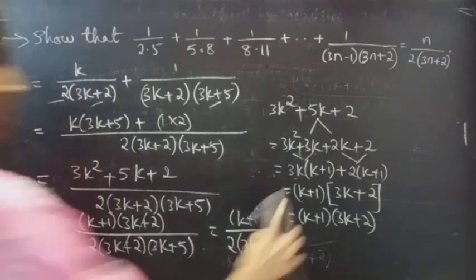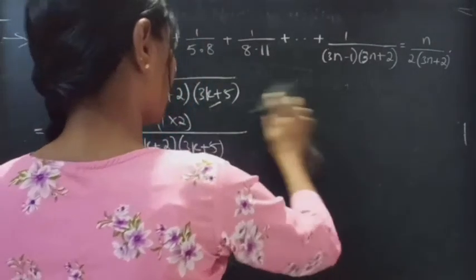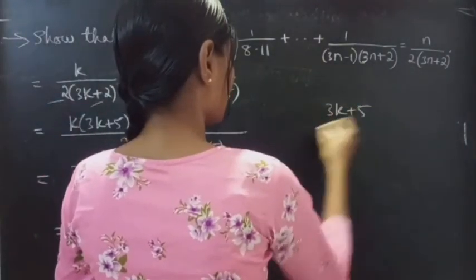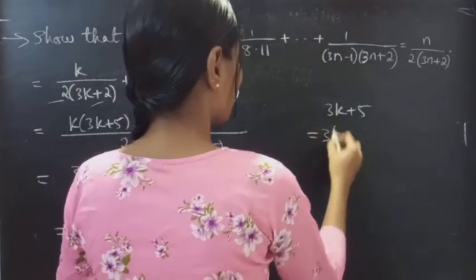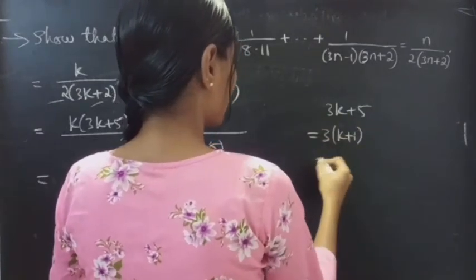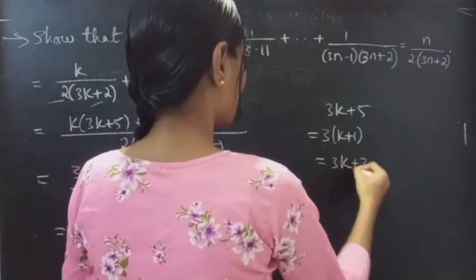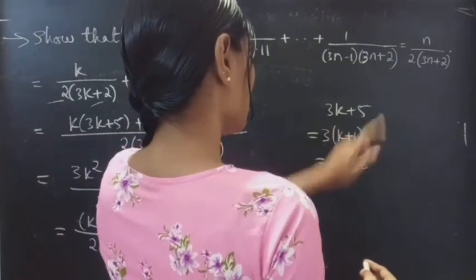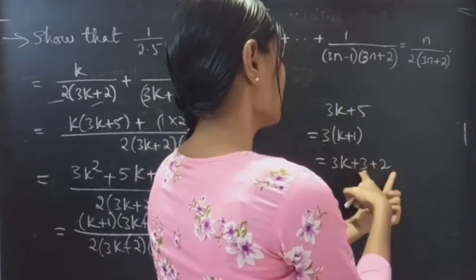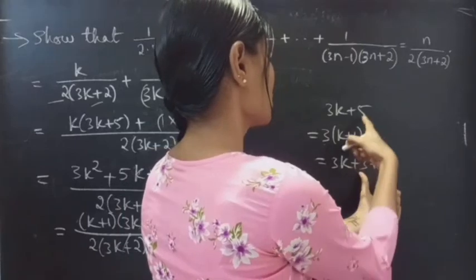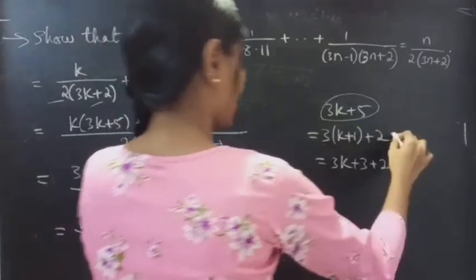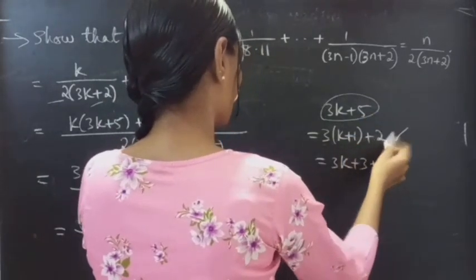Since we need to write this in terms of k plus 1, consider 3k plus 5. Now we have to write this in terms of k plus 1. So take 3 times k plus 1, which equals 3k plus 3. Here you are having 5. To get 5, we need to add 2 to this 3, so that we get 3 plus 2, which equals 5. Now we can replace 3k plus 5 by 3 times k plus 1 plus 2.